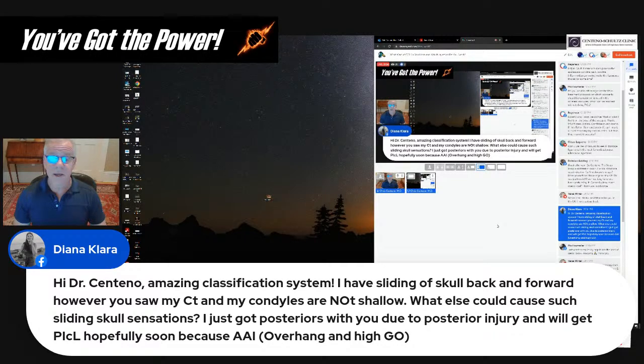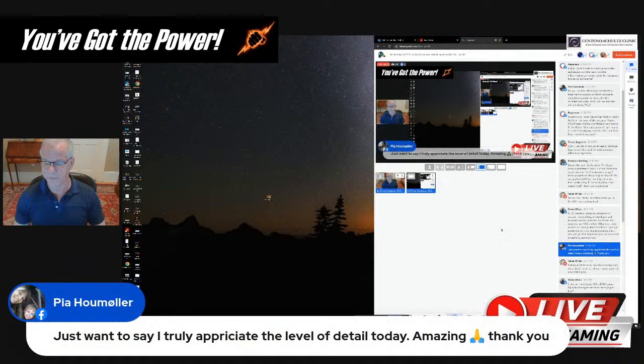Yeah, so then, Diana, it doesn't have to be that the condyles are shallow. It just has to be that the ligaments are loose enough to allow that. Now, obviously, if you've got deep set condyles, then there's going to be more resistance to motion or sliding motion of the skull on C1. Having said that, if there's enough ligament instability, it's still going to move. So all the condyles do is add gasoline to the bonfire, if you will.